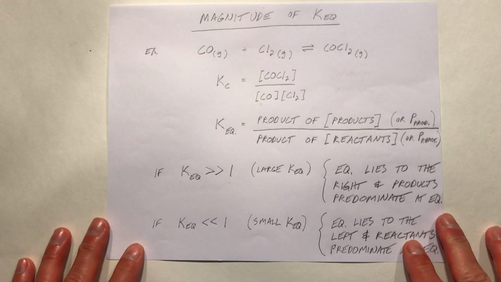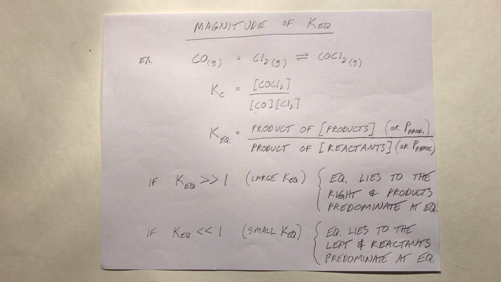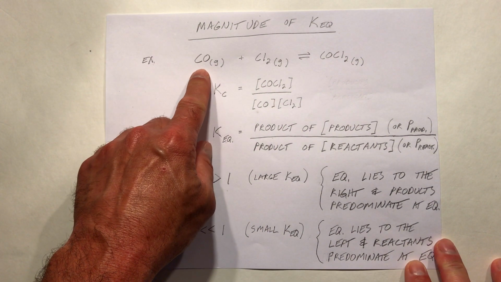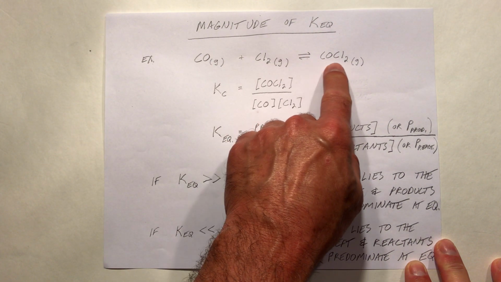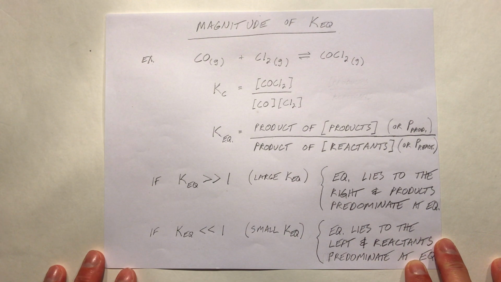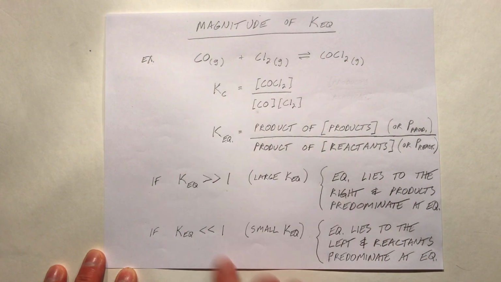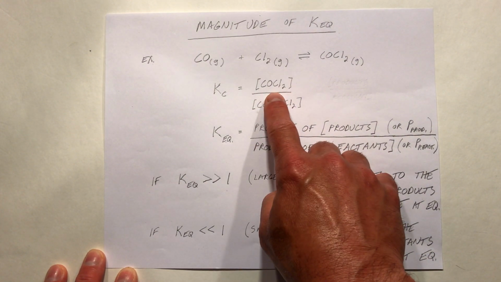So to begin with, the magnitude of Keq tells us something about the reaction. Let's consider this reaction as an example. CO and Cl2 are in an equilibrium with COCl2. We could say that the Kc expression would be the concentration of COCl2.